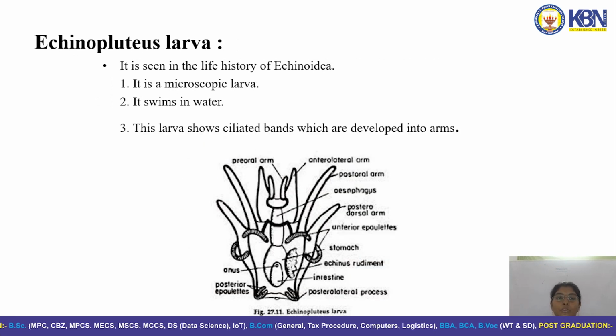Next, Echinopluteus. It is seen in the life history of Echinoidea. It is a microscopic larva. It swims in water. This larva shows ciliated bands which develop into arms.